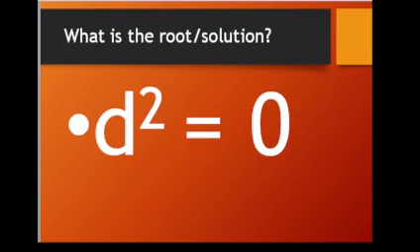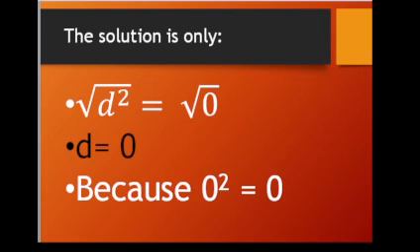How about this? What is the root or solution? We have our equation, b squared equals 0. So what will be the value of b, that if we are going to square it, the result is 0? Okay, we will extract the square root of both sides. The square root of b squared is b, and the square root of 0 is 0. 0 squared equals 0. So there is only one solution for this, which is 0.